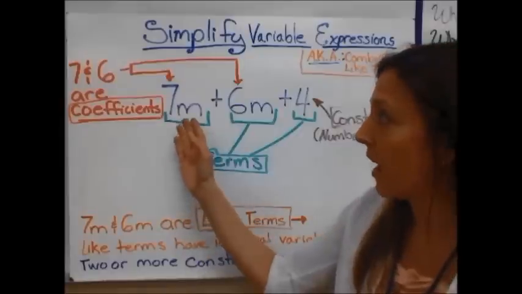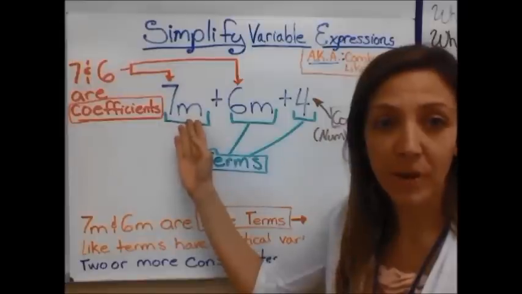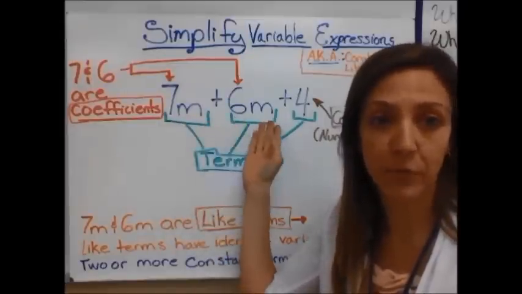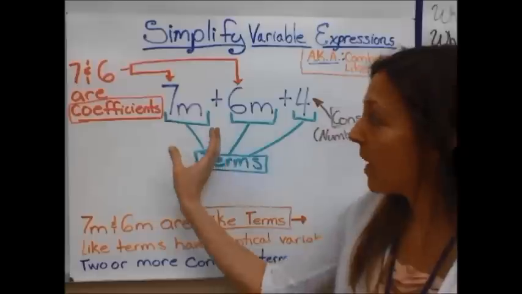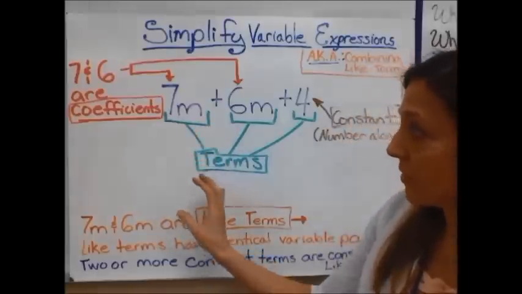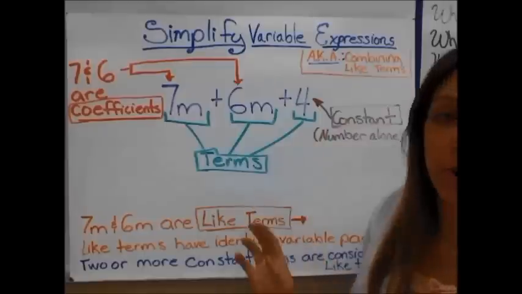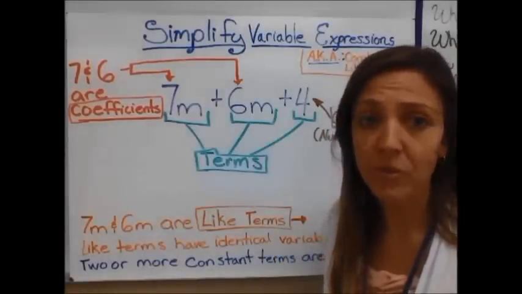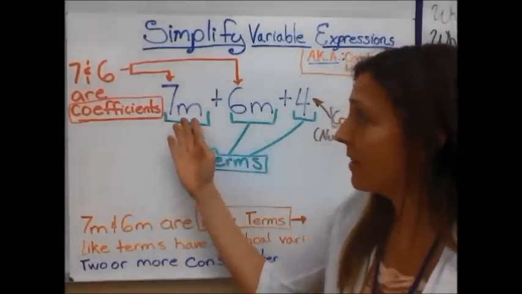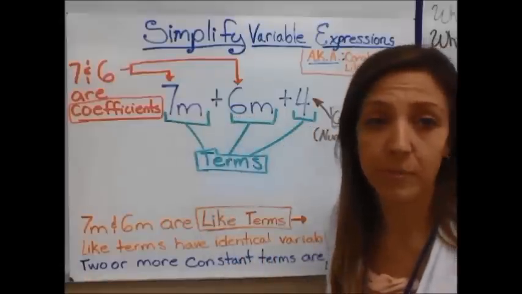Now let's take a look at this expression, 7m plus 6m plus 4. 7m plus 6m plus 4 has 1, 2, 3 terms. Terms are the parts that you're going to add together. So keep that in mind. 7m, 6m, and 4 are all terms.